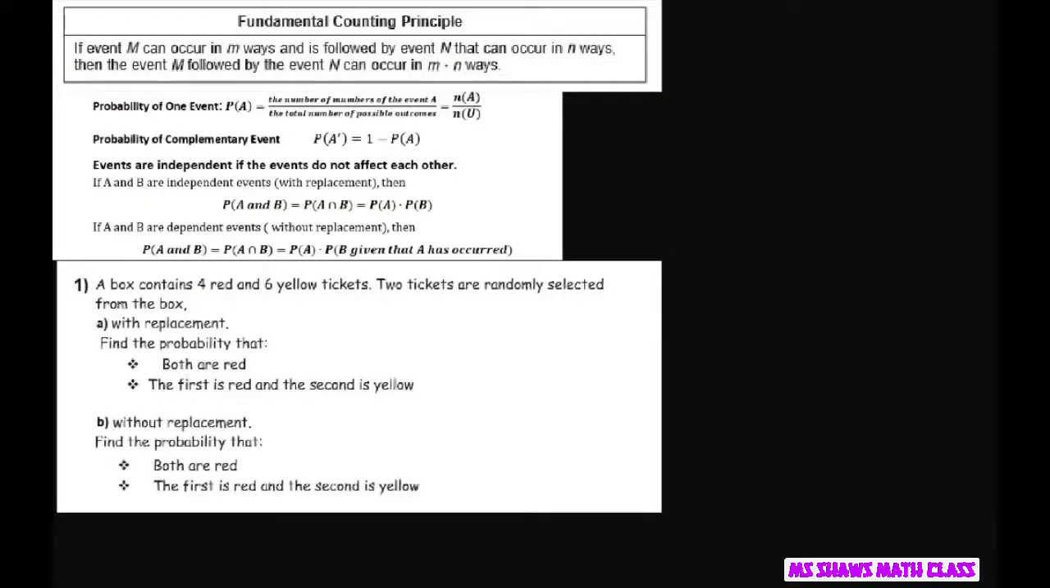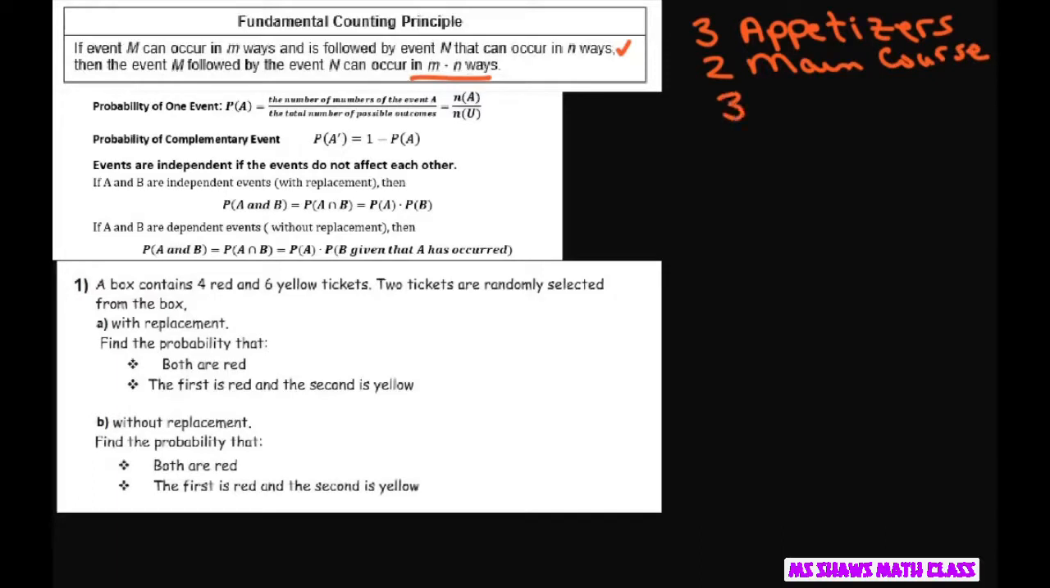Some other things you need to know is the fundamental counting principle. So basically it's saying if event M can occur in M ways, followed by event N that it can occur in N ways, then you multiply M times N. So say you have a meal, you can choose 3 appetizers, 2 main courses, and say 3 desserts. How many combinations are there?